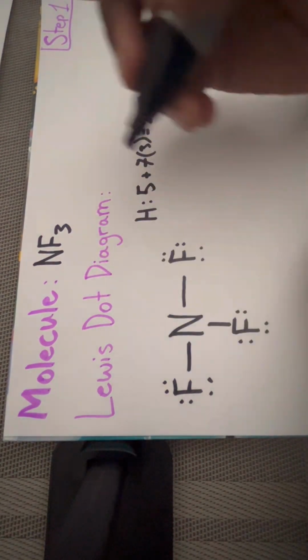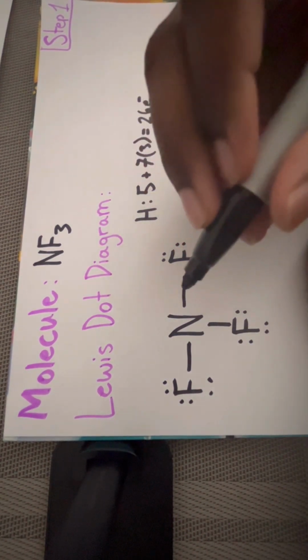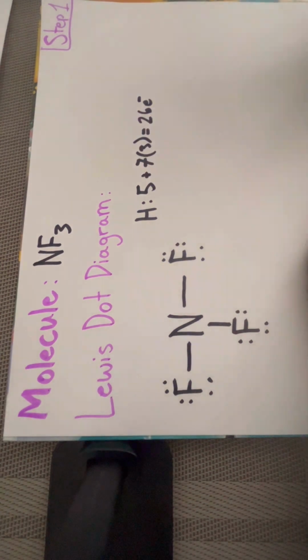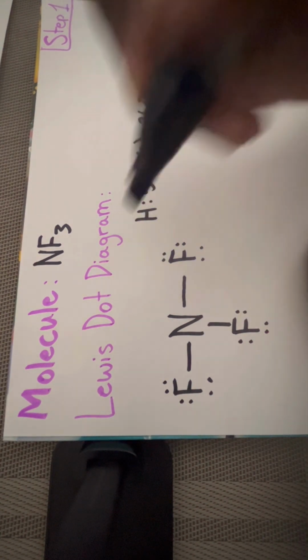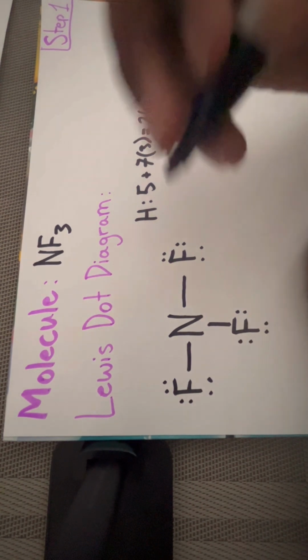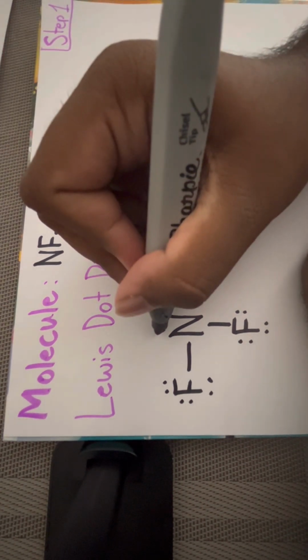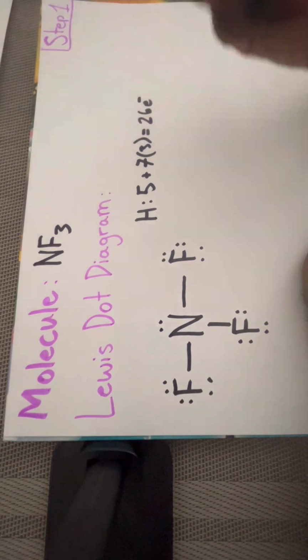They have 8 electrons. However, our nitrogen, on the other hand, is not so happy because it only has 2, 4, 6 electrons. It's still missing 2. So we will have a lone pair.